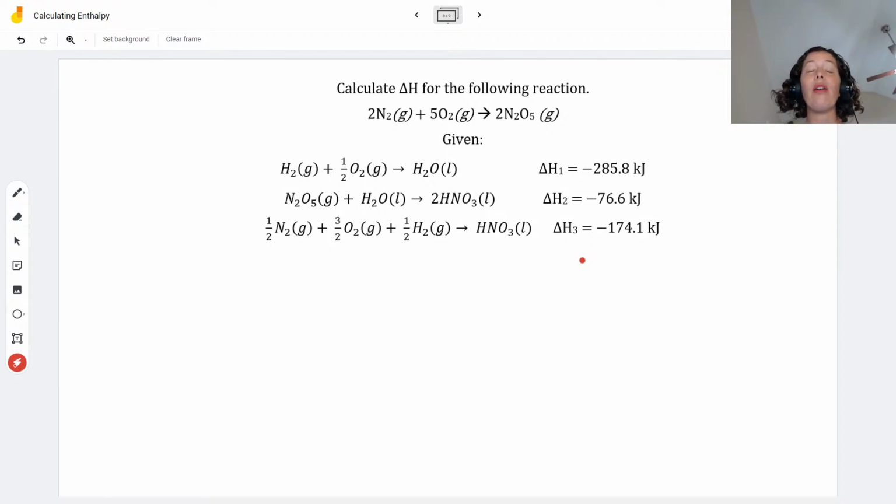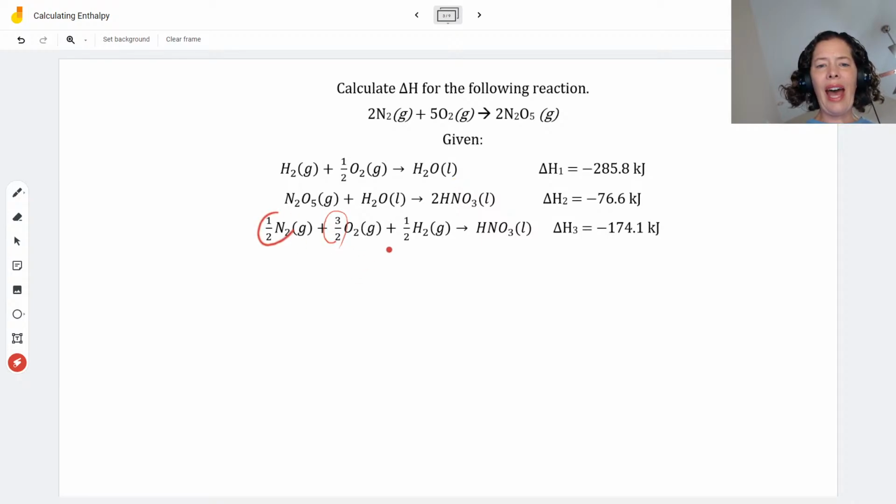If they aren't already labeled as delta H1, 2, or 3 or A, B, C, I like to make sure that I label them so I can keep track, because otherwise you have a lot of delta H's just floating around your page, and it's hard to keep track of, wait, what happened with this one, and did I actually do the right math on it? All right, so again, I do the same thing. I look at the reaction that I'm given, and I look at the reactions that I have here, and a couple things jump out at me.